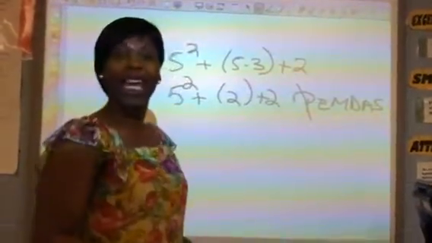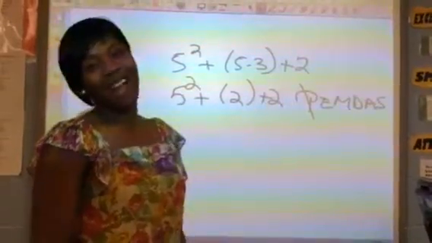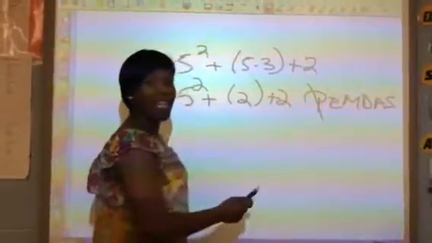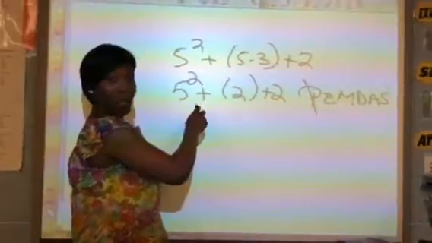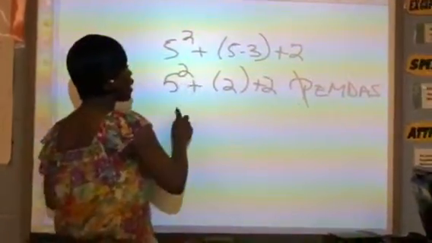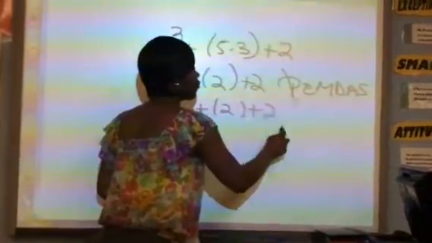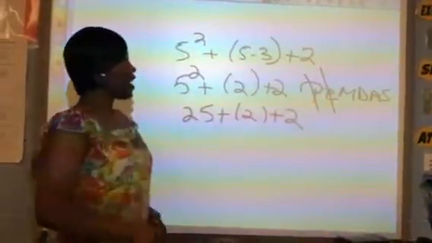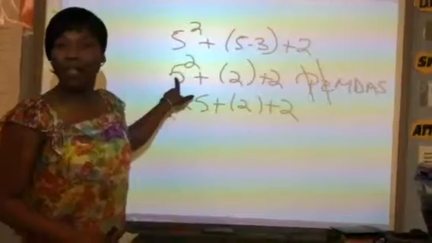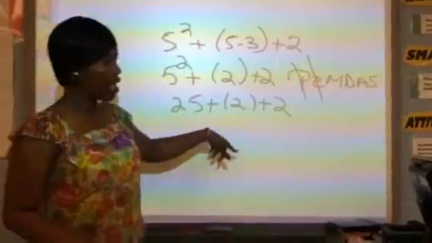The next letter is E, and E stands for, you're right, exponent. So first of all, let's go ahead and solve it for the exponent, and then we'll cross it out. 5 squared, of course, is 25. All right. Now we have computed the 5 squared. Now let's take a look at our next letter.